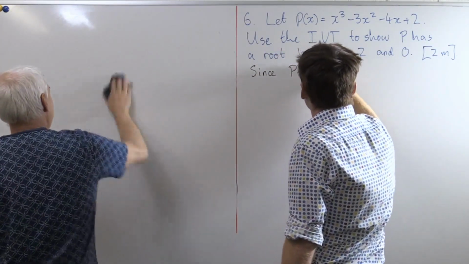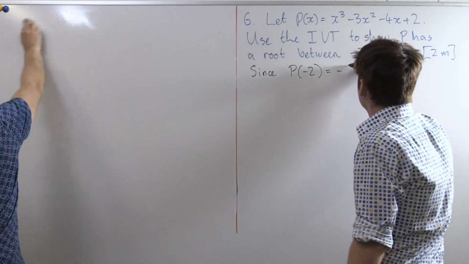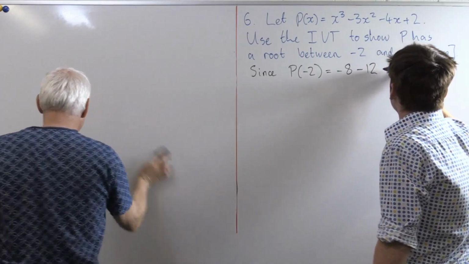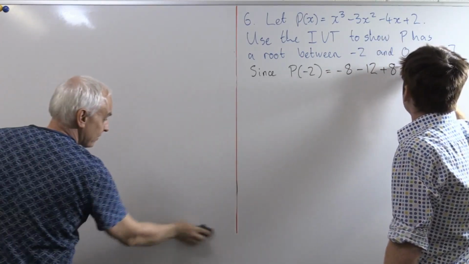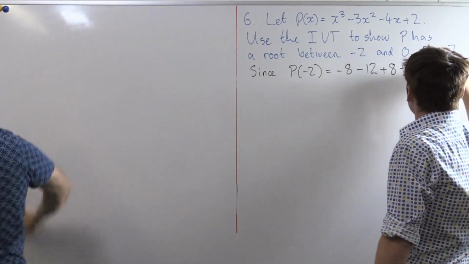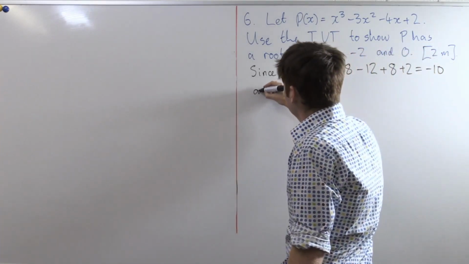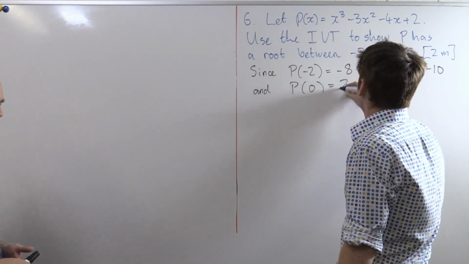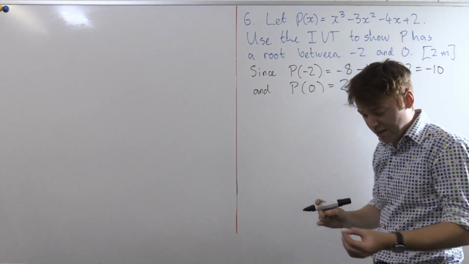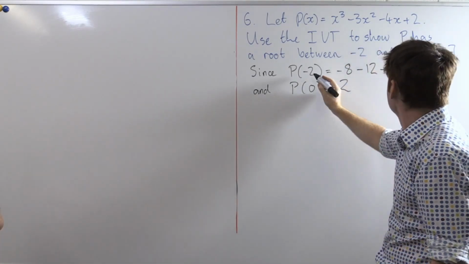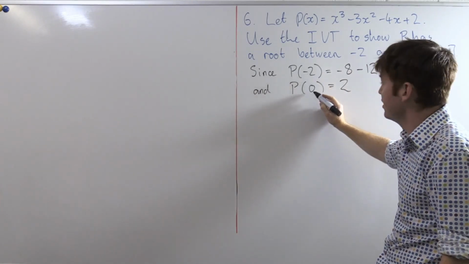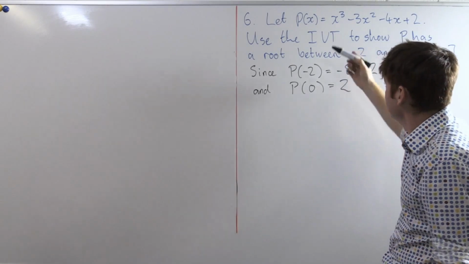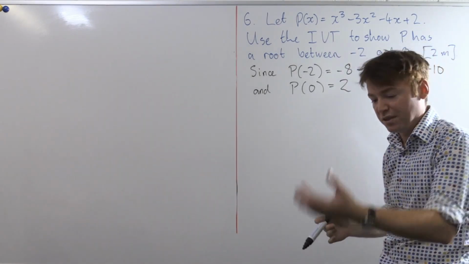P of -2, well, that's just -8 minus 3 times 4, which is 12, plus 8 plus 2 is -10. Good. And p of 0, well, that one's easy, that's just 2. Good. So I've got my function being -10 when x is -2 and being 0 when x is equal to 2. Intuitively, the intermediate value theorem tells you that you've got a continuous function.